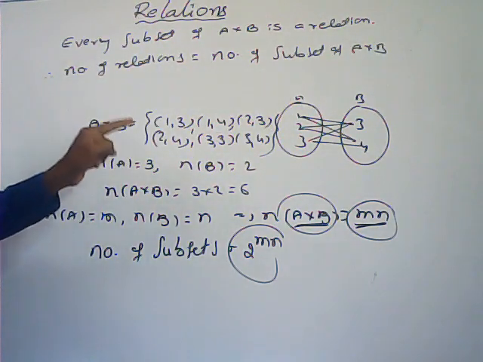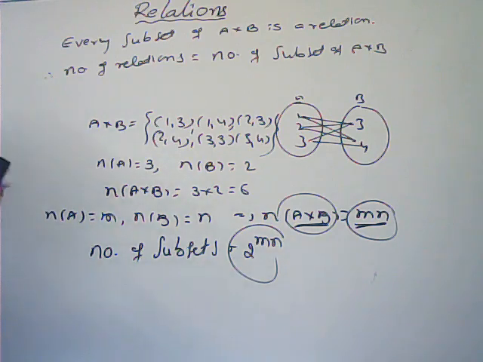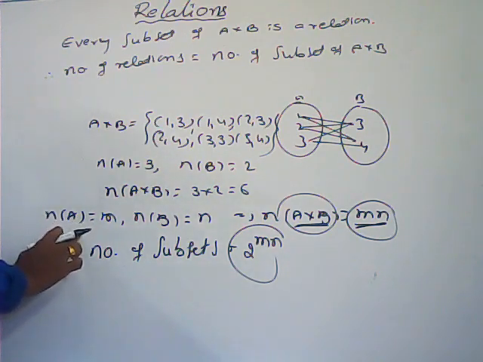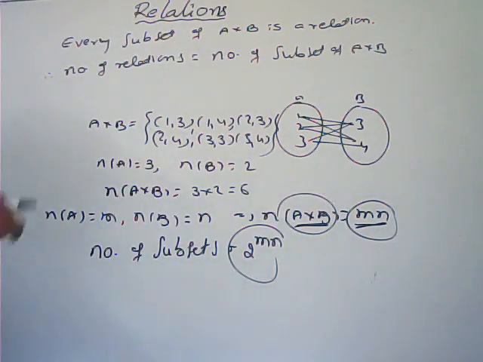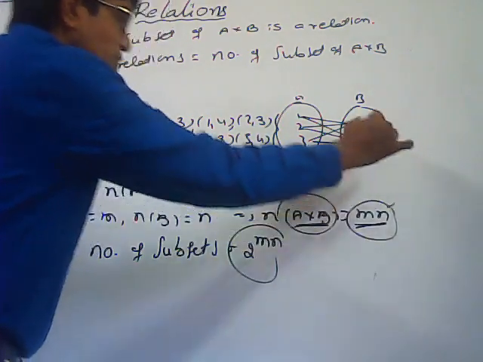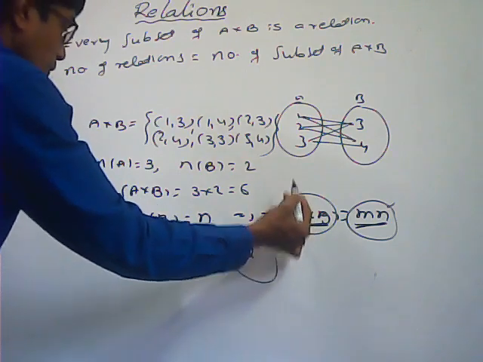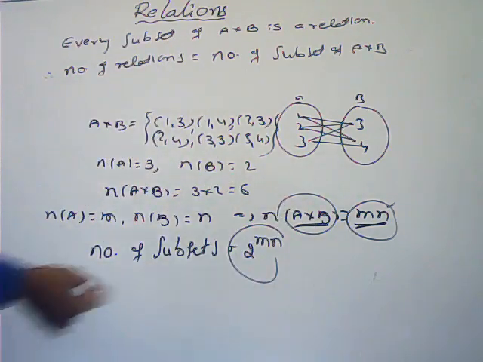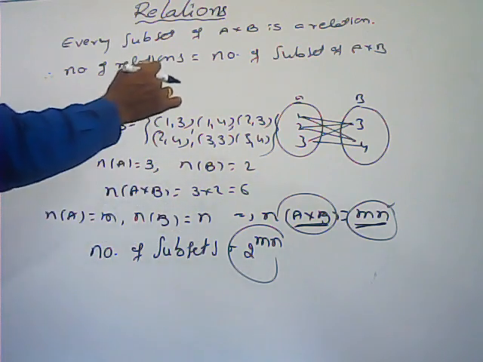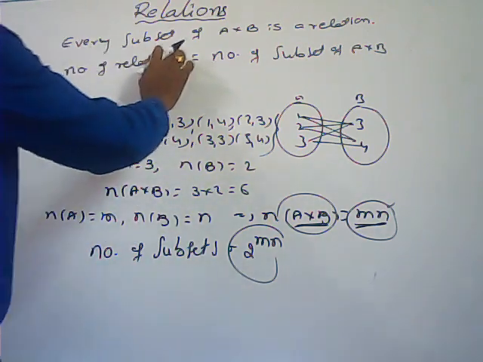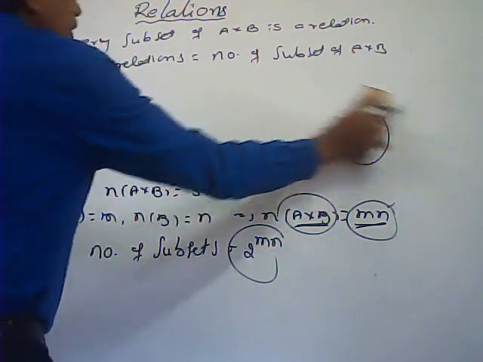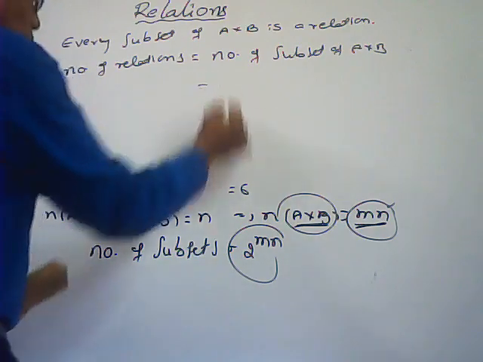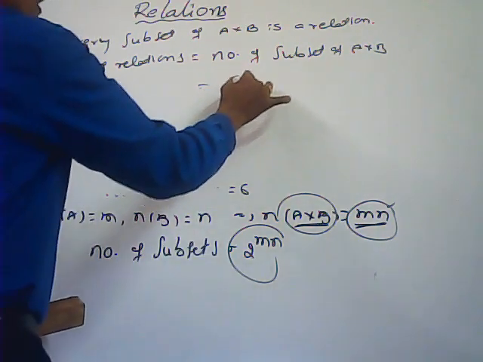Here the relation is defined from A to B. Here we are discussing the relation from A to B. So n of A is equal to m elements, n of B is equal to n elements, and the number of elements in A cross B is m into n. If a set contains n elements, the number of subsets is 2 power n. So the number of subsets of A cross B is 2 power mn, and each subset, what I am saying, is a relation. So the number of relations is nothing but the number of subsets of A cross B. Number of subsets, how many are there? 2 power mn.